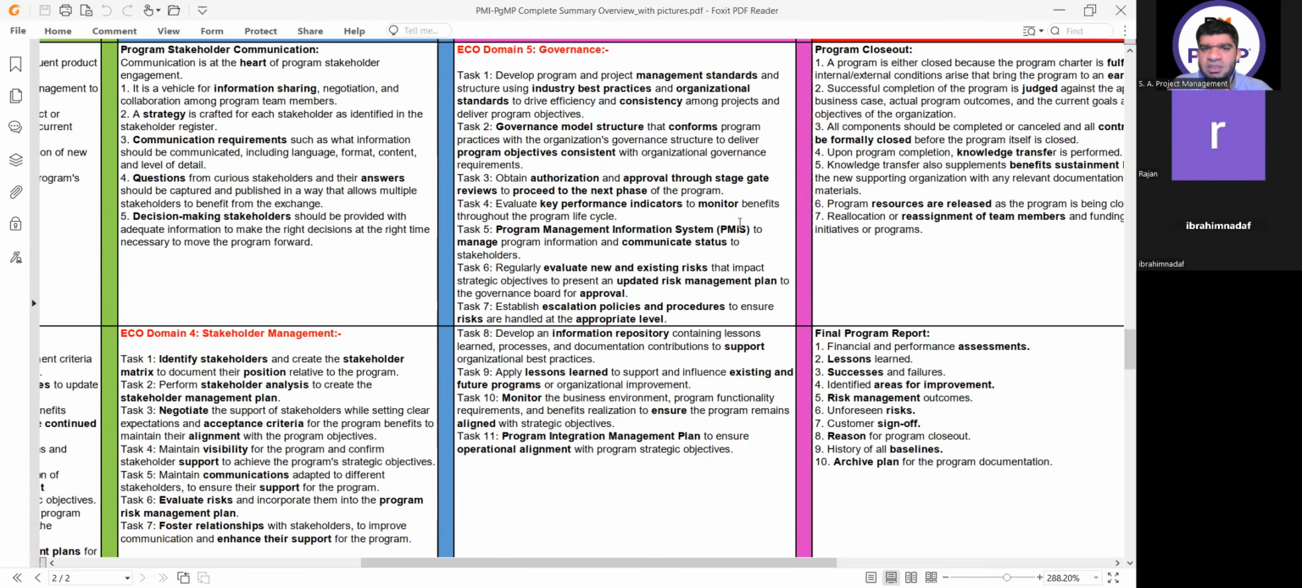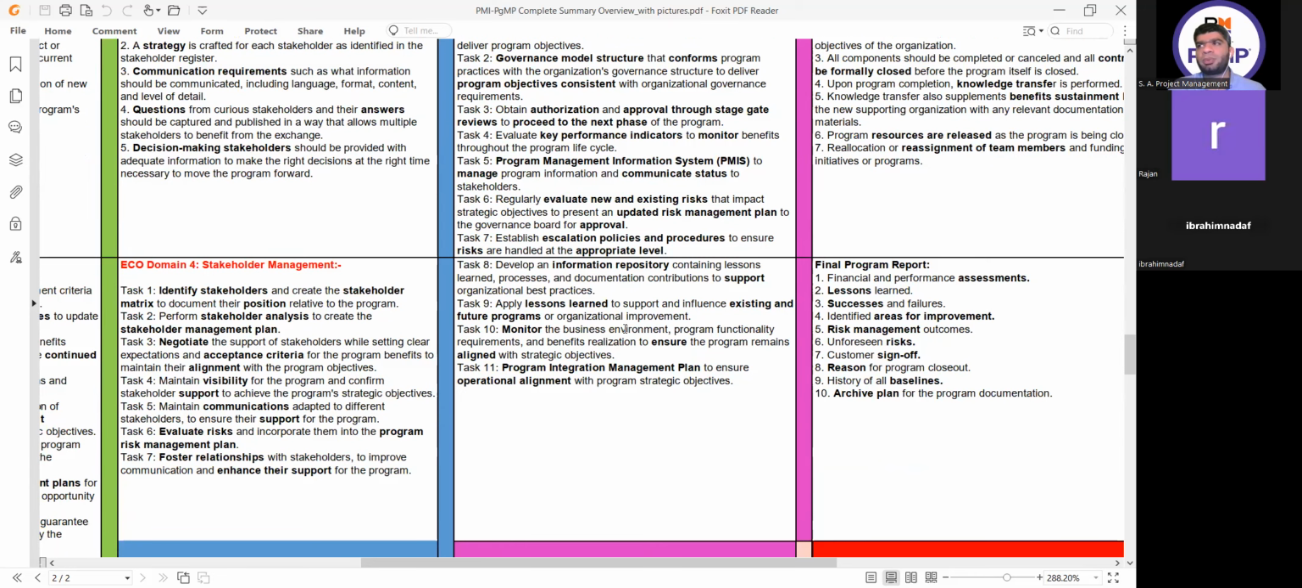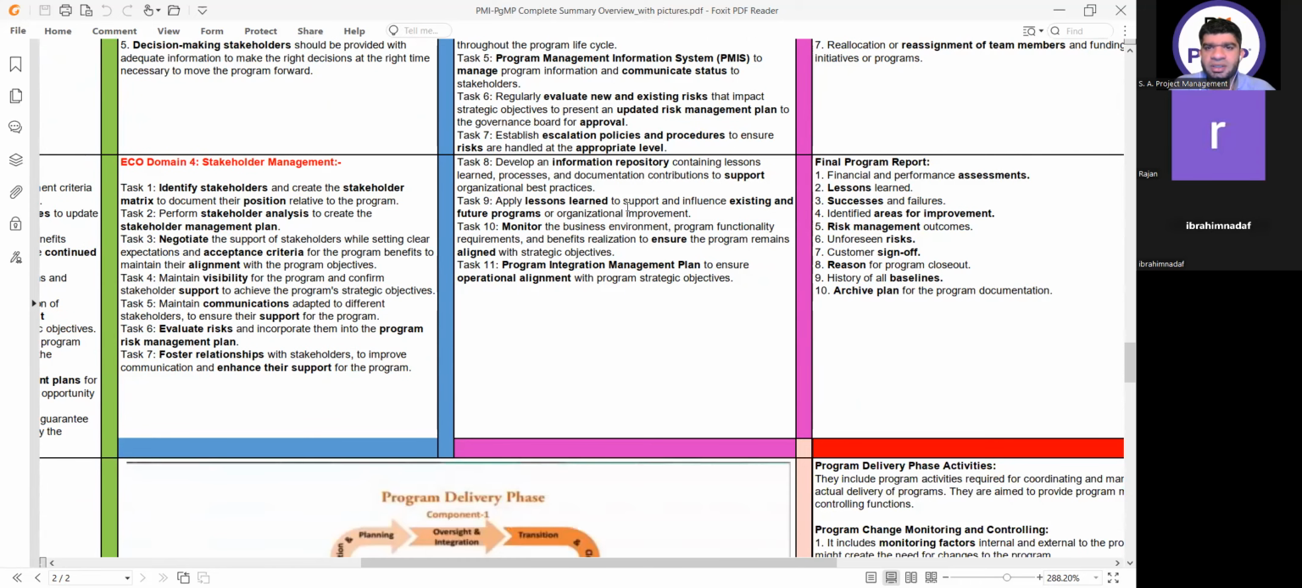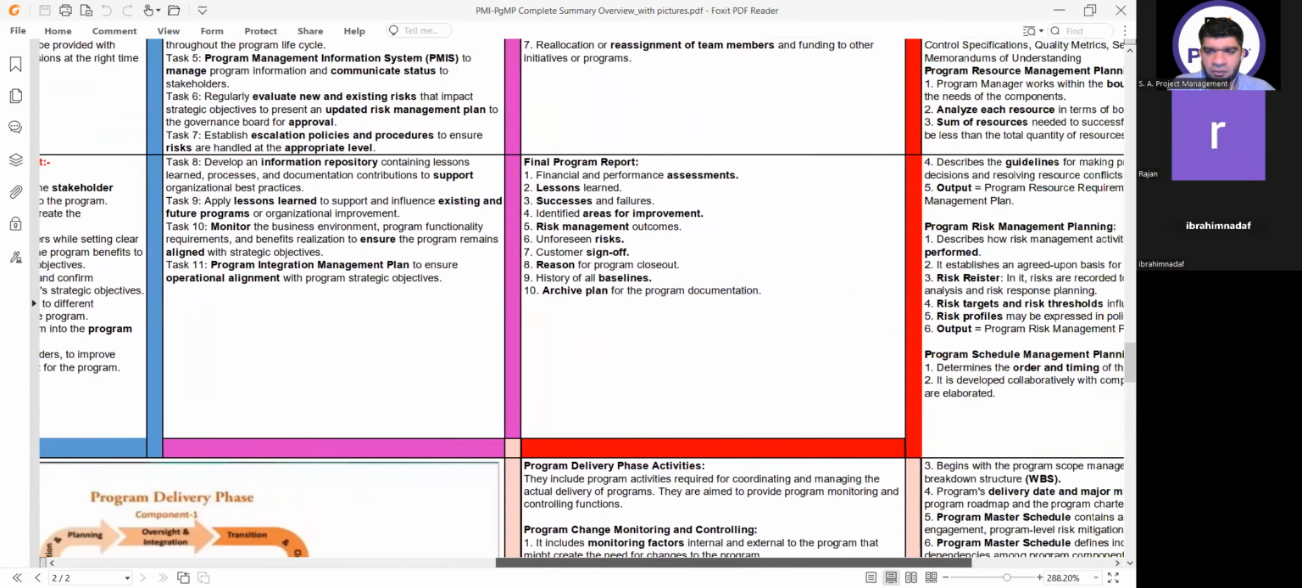program management information system to manage the program information and communicate status to the stakeholders, regularly evaluate new and existing risks that impact the strategic importance, present an updated risk management plan, establish escalation procedures to ensure risks are handled at the appropriate level. There will be 2 or 3 questions on the escalation issues. Information repository, apply lessons learned to both existing and future projects, monitor the business environment and program integration management plan to ensure operational alignment with the program strategic objectives. That's it for the governance.